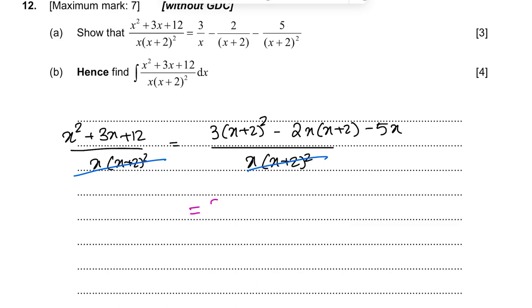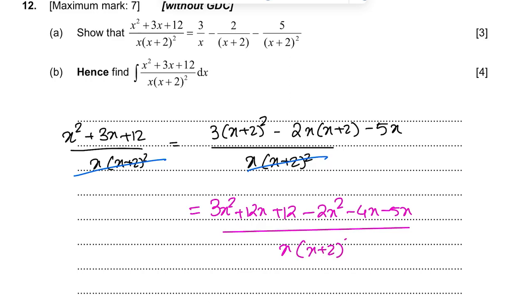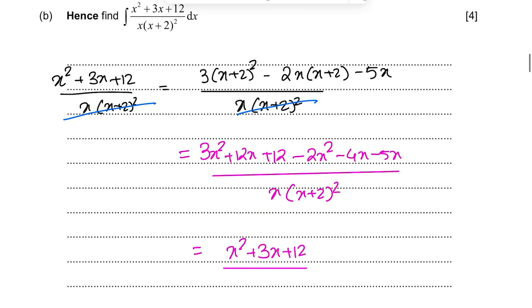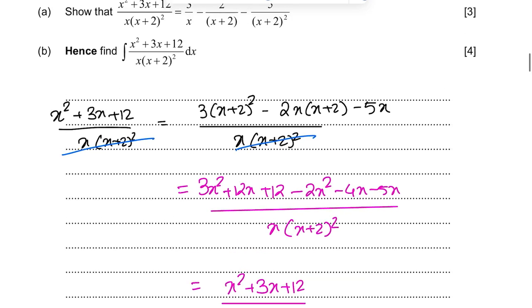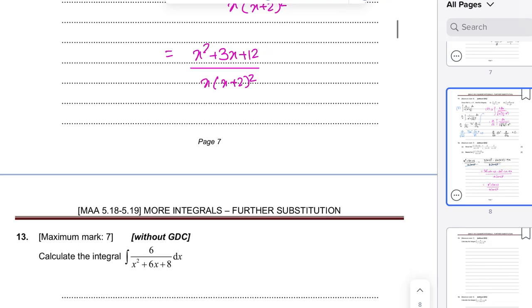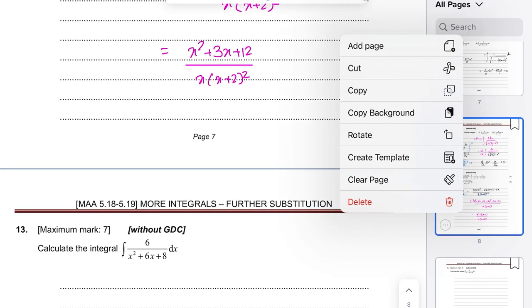So what does that become? 3x square, I'm directly writing, plus 12x plus 12 minus 2x square minus 4x minus 5x upon, instead of cancelling, I can keep x times (x plus 2) whole square. So you can clearly see that it is x square plus 3x plus 12 upon x times (x plus 2) whole square. I have proved it. Hence, find the integral of this. Already the partial fractions have been done for us. So therefore, I am doing the integral for that.